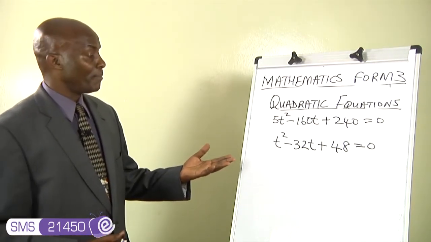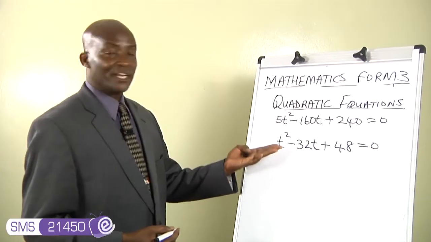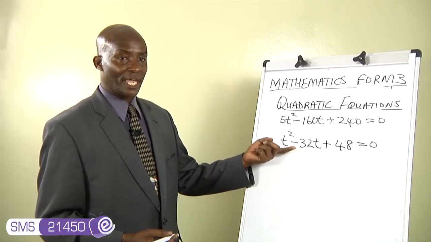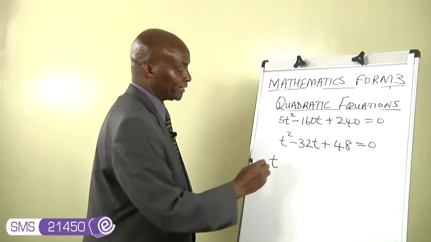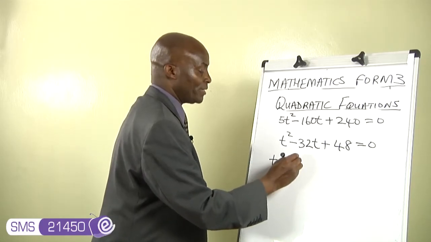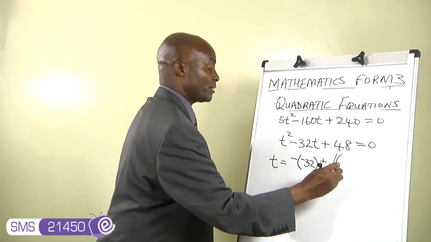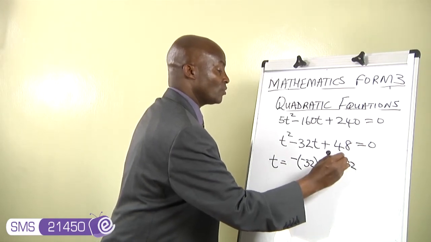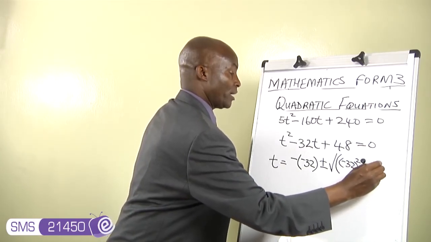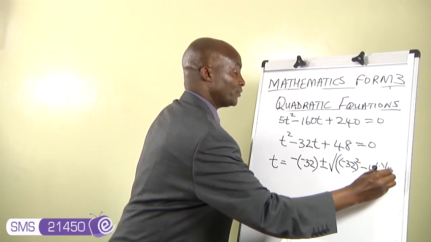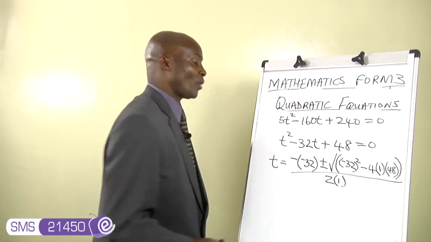And we can solve this by product and sum, or we can solve it using the quadratic formula. The only difference here is that we are using t instead of x, which we are used to. So we will simply say, using the quadratic formula, t is equal to negative b, our b is negative 32, plus or minus the square root of b squared, that means negative 32 whole squared, minus 4 times a is 1 and c is 48. Then divide by 2 times a, which is 2 times 1.